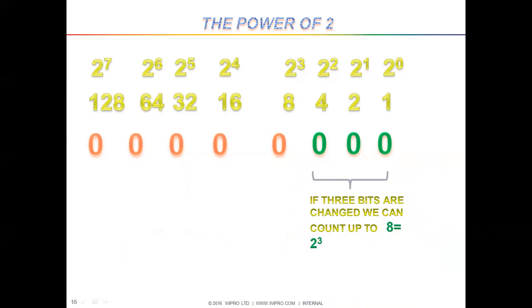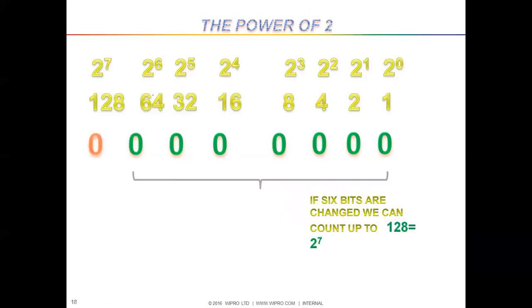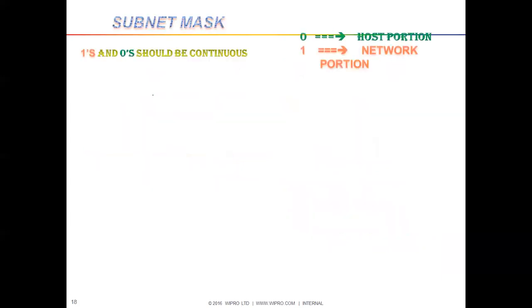Okay, if 3 bits means we will count up to 8, then 4 bits, then 6 bits, 64. So see, when we say 2 raised to 6, it means you need to count till here. 2 raised to 6, 2 raised to 7, and finally this one. Now let's see how the subnet mask gets populated.